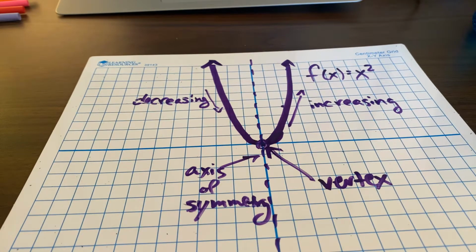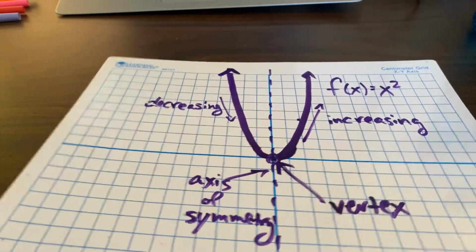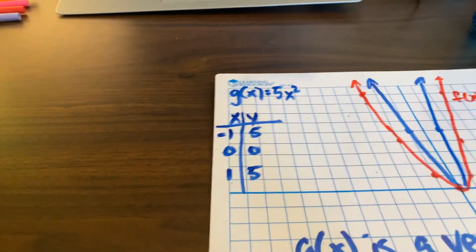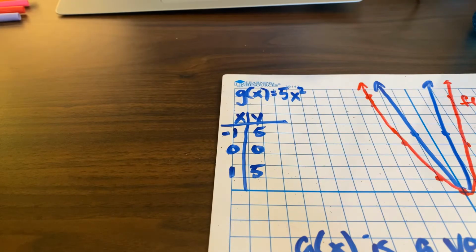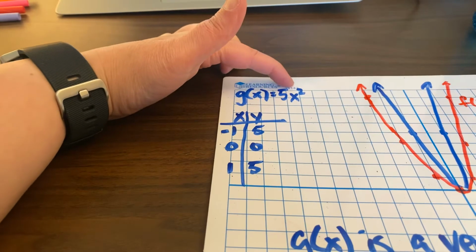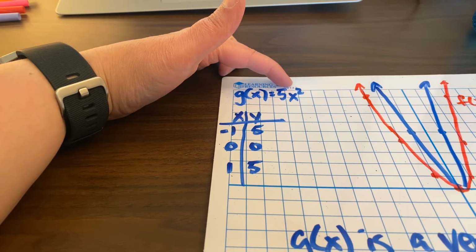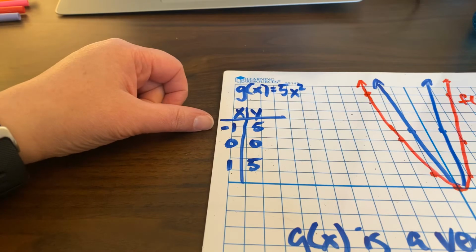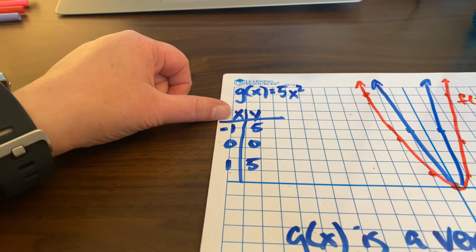We need to be able to compare different quadratics to this parent function, f of x equals x squared. So let's do that. Let's look at a couple examples. When you multiply x squared by 5 and get the equation g of x equals 5x squared, and I ask you to graph it, you should know that it's going to be a parabola because of the x squared term, right? You can still plot some points though, right? So we can consider what happens to certain x values.